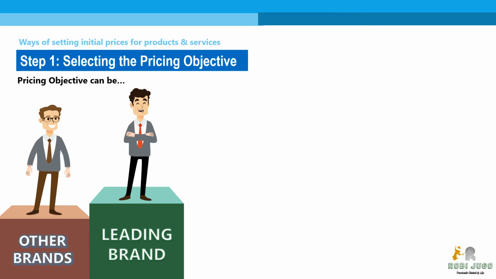The first step is selecting of the pricing objective. A pricing objective can be survival, it could be maximum current profit, or it could be maximum market share. In an objective of maximum market share, a company can decide to lower its price in order to discourage market competition. It is to gain the bigger share of the pie.